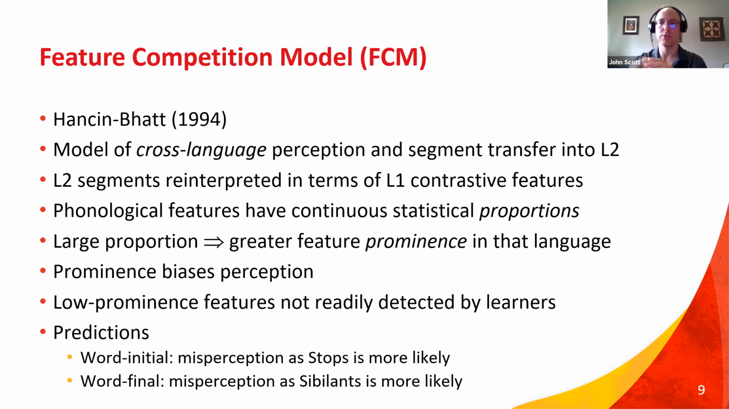So if it is used to separate a bunch of words, it gets a higher relative proportion or prominence. And if it's not commonly relied on to differentiate words, it gets a lower prominence. And that prominence then biases our perception. So L1 prominence will bias how well we can listen to these contrasts in an L2. And so low prominence features might not be readily detected.